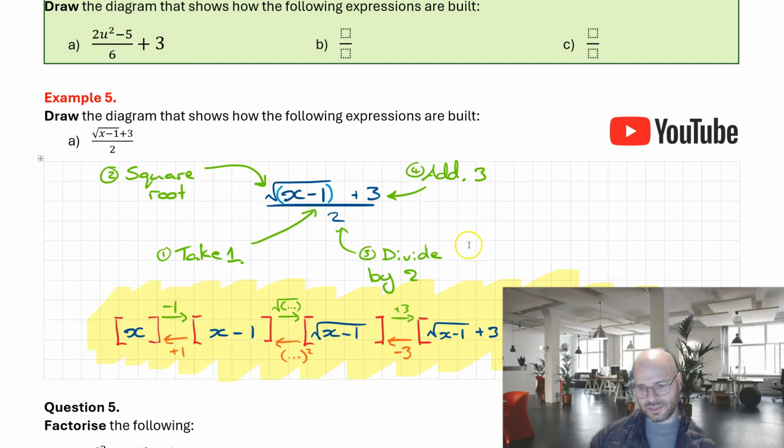So in summary, what we set out to learn in this lesson was how we can build expressions and model them using construction and destruction flowcharts.